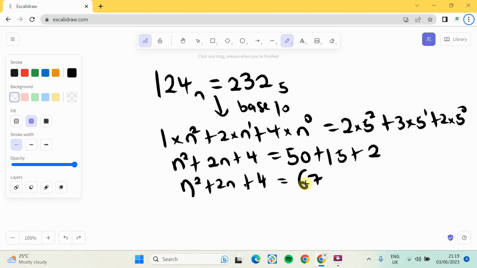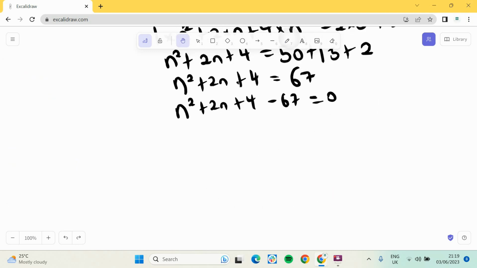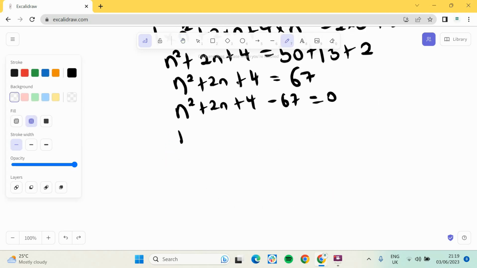Abi? So let's carry over this 67 to the other side. And that will be n squared plus 2n plus 4 minus 67 is equal to 0. Right? So let's simplify. n squared plus 2n plus 4 minus 67. If you press the calculator, that will give you minus 63 is equal to 0.